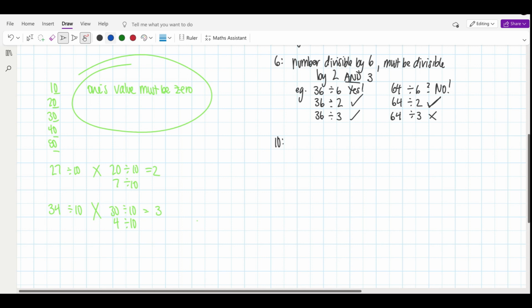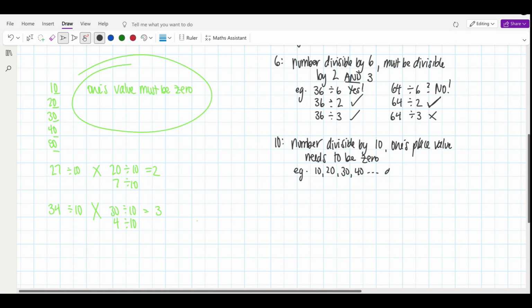For a number to be divisible by 10, the ones place value needs to be a 0. So, for example, 10, 20, 30, 40, etc. are all divisible by 10.